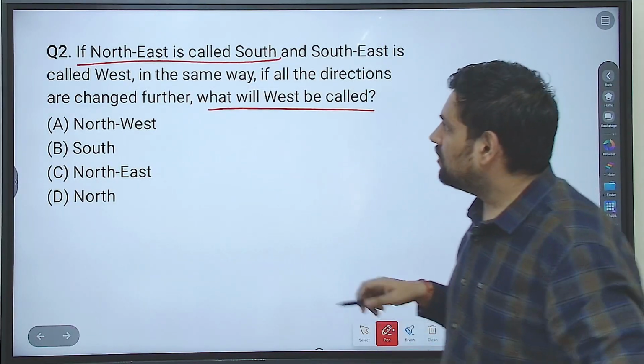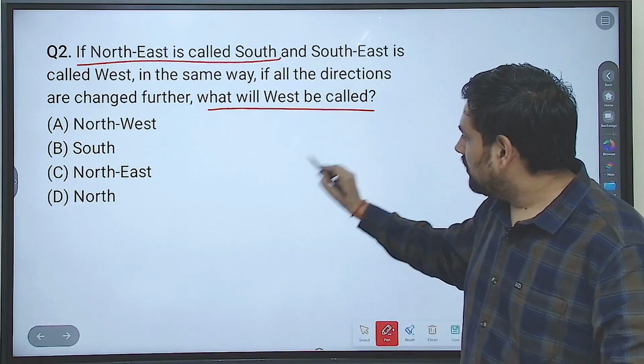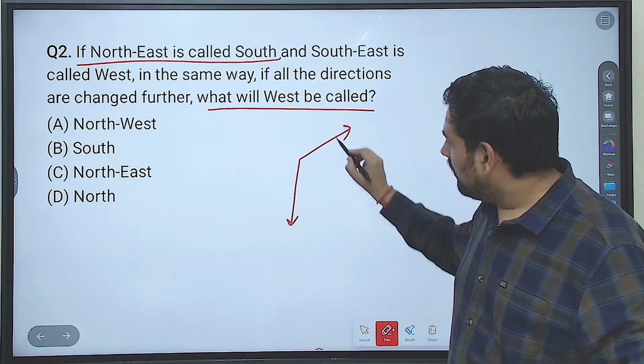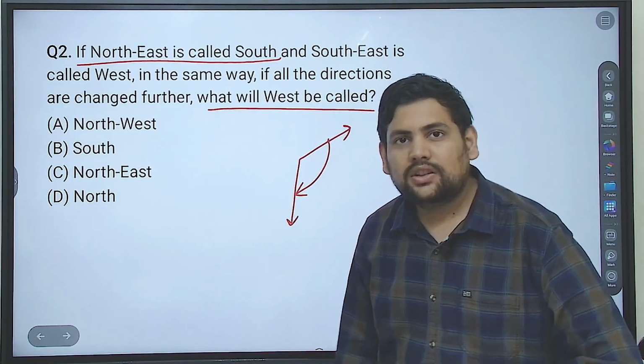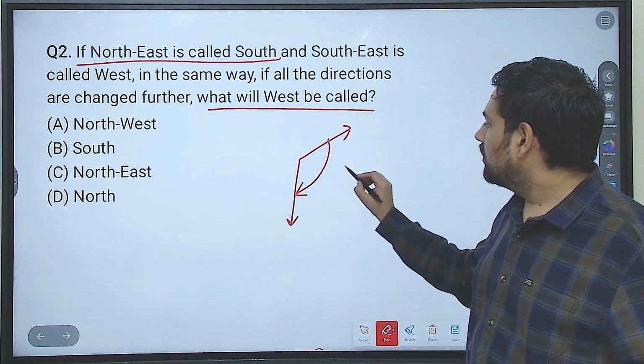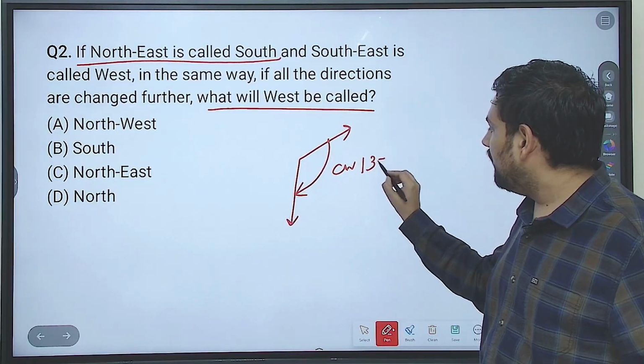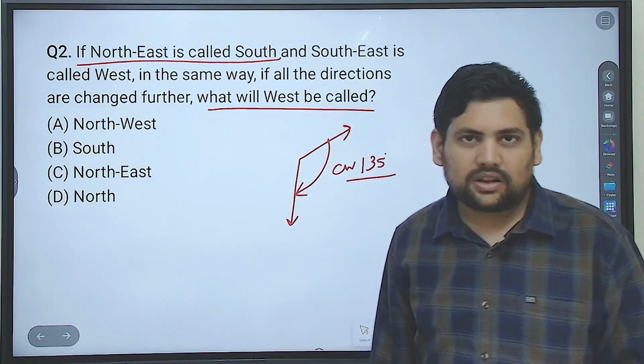Okay, so northeast is called south. So now this is northeast, this is south. From northeast you have to move to south. From northeast to south, what is this angle? This angle is clockwise 135 degree. 135 degree clockwise you have to go.